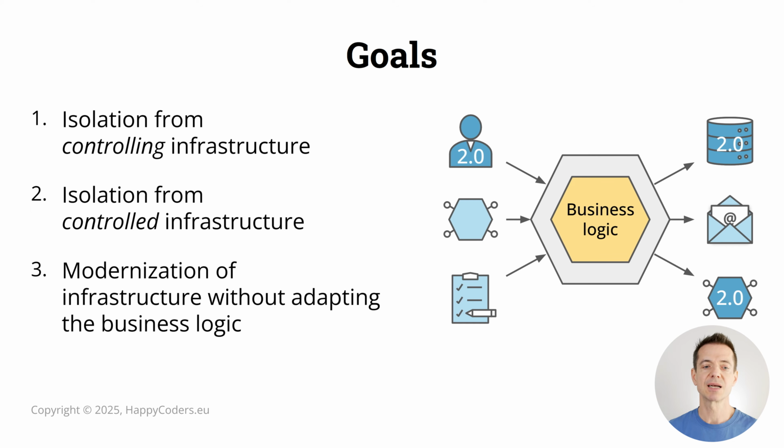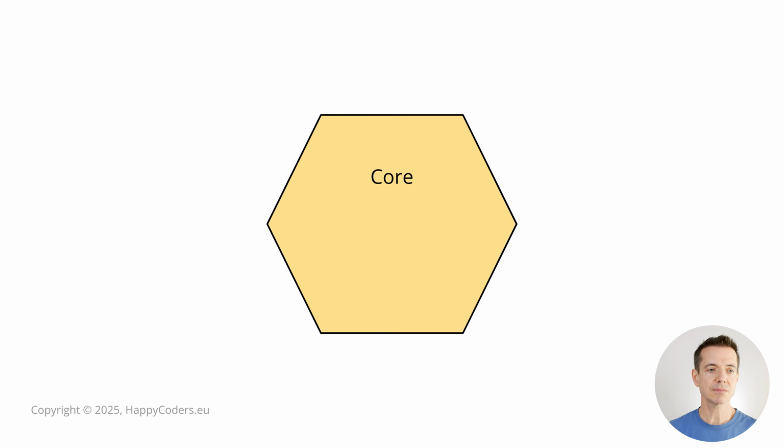These are the goals. How can hexagonal architecture achieve these goals? How does it work? This hexagon represents the core of the application. The core typically contains model classes and the business logic of the application. There are no technical details here such as REST controllers or JPA repositories. This is purely domain code.